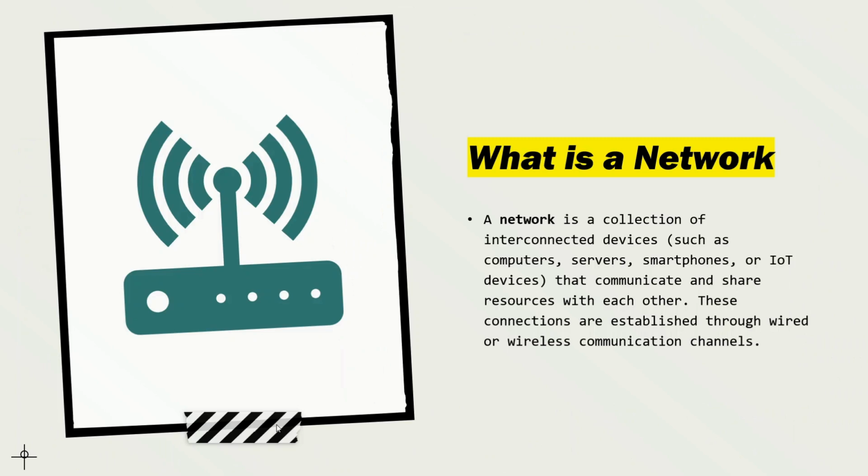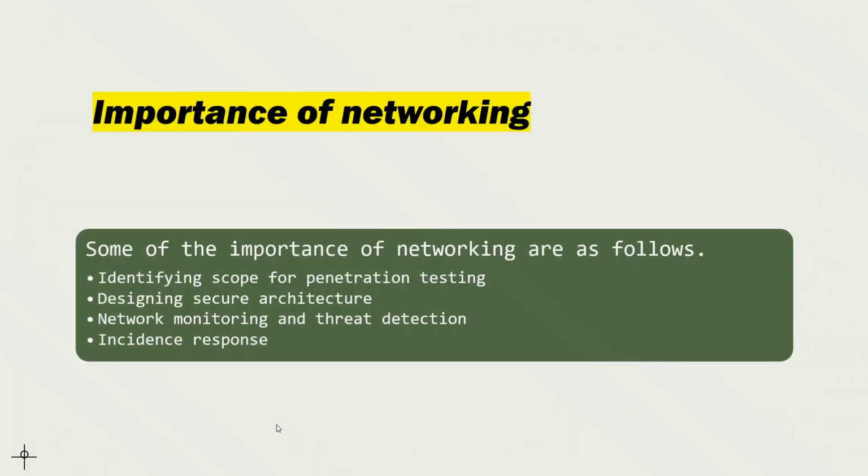So a brief introduction of what a network is. A network is a collection of interconnected devices that communicate and share resources with each other. These connections are established through wired or wireless communication channels. Examples of these devices could be computers, servers, smartphones, or IoT devices, Internet of Things, like CCTV cameras, sensors, and many more.